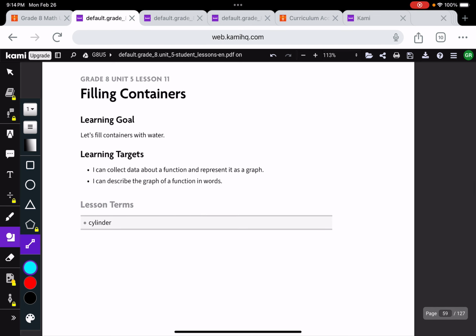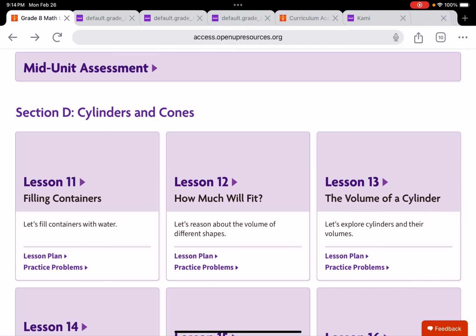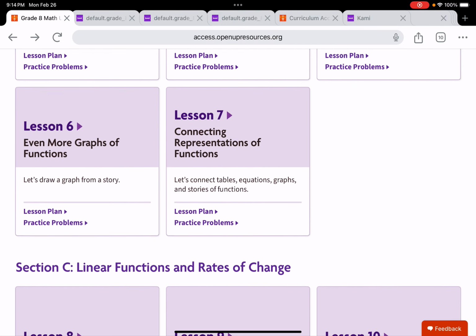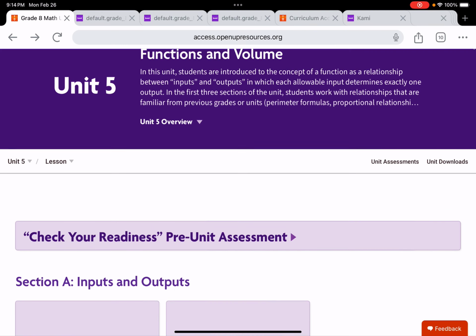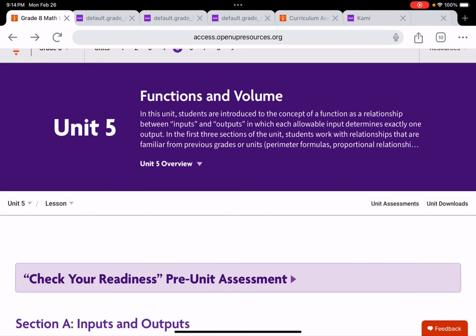If you haven't already, go ahead and pause this and get out lesson 11, filling containers. We're jumping modes. If you haven't noticed, we're kind of jumping modes. This unit 5 is all on functions and volume.